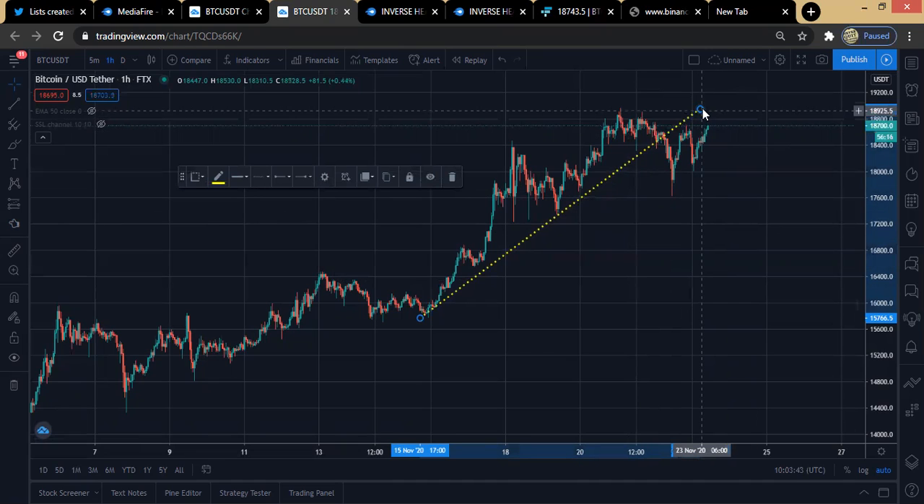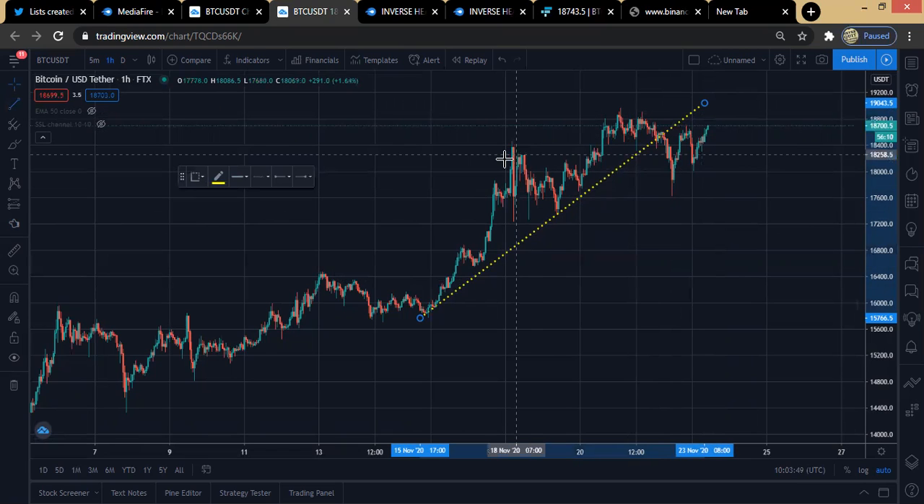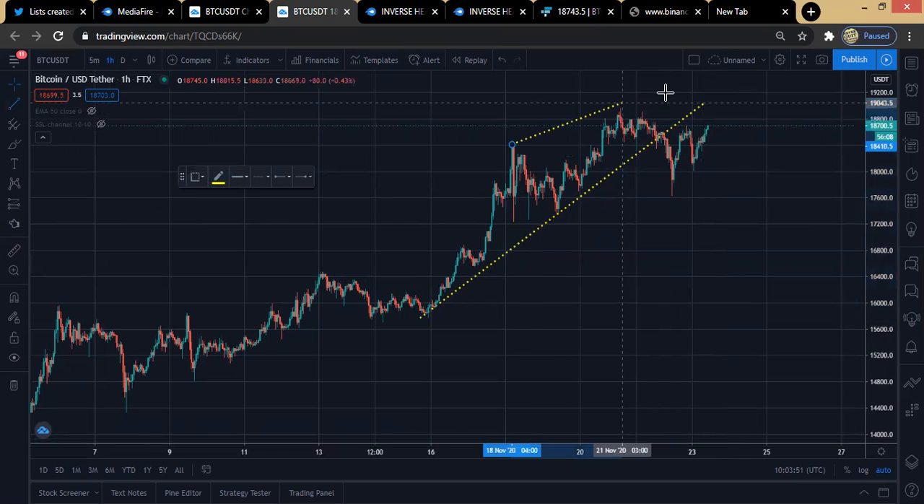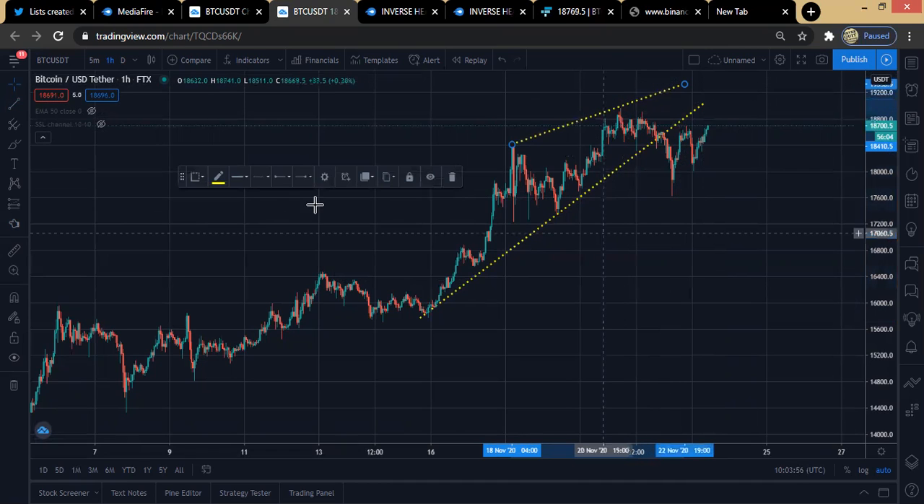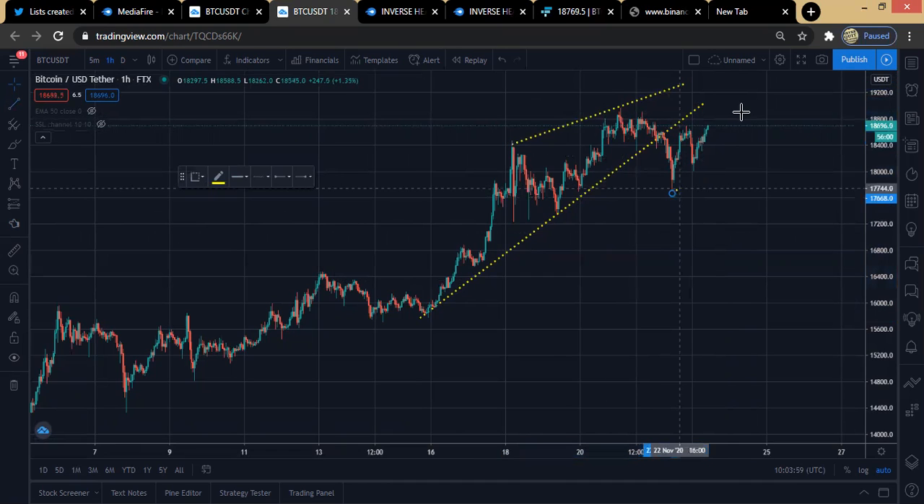Okay, so let's see what is going to happen. Are we still going up? Is there still enough steam to catapult the market probably to stardom, or is something going to happen? Are we going to consolidate, or what? Let's just see what the market is going to do.